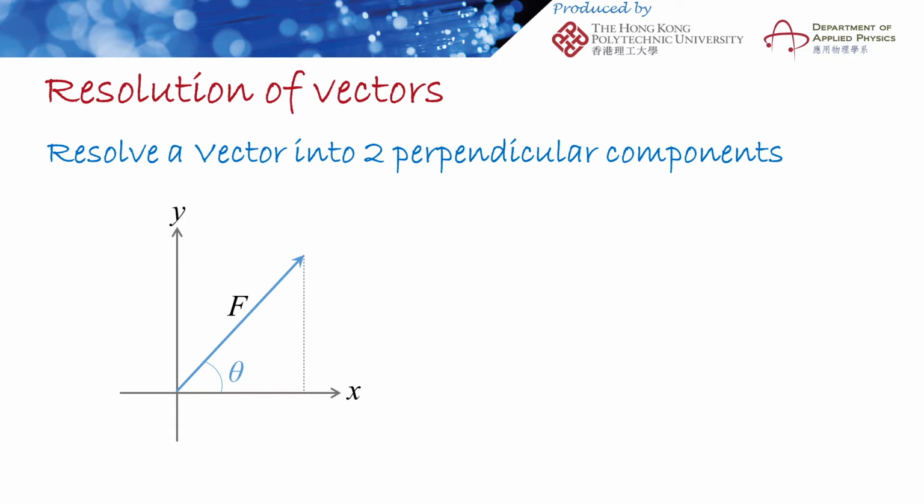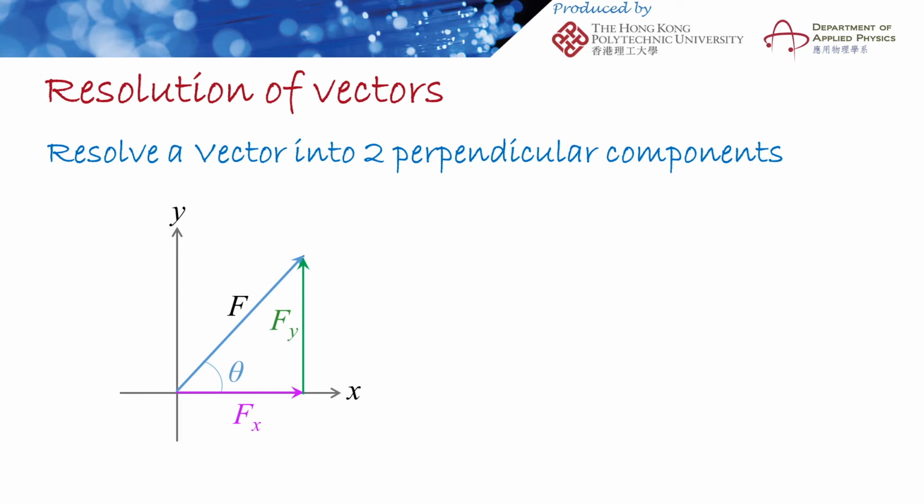In this case, the vector can be resolved into two components at right angle. In the rectangular plane, the vector F makes an angle theta with the x-axis. Vector F can be resolved into two components. The one which is parallel to the x-axis is called vector Fx. Another one which is parallel to the y-axis is called vector Fy. Vector Fx and vector Fy are perpendicular to each other. Then we can translate vector Fy to here, so that these three vectors can form a right-angled triangle.